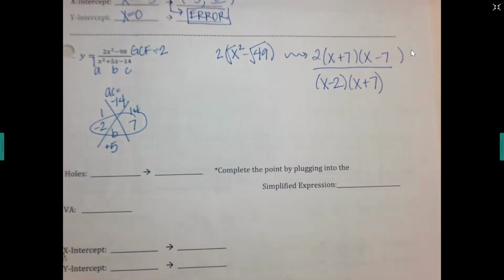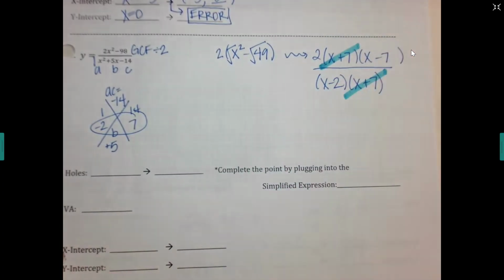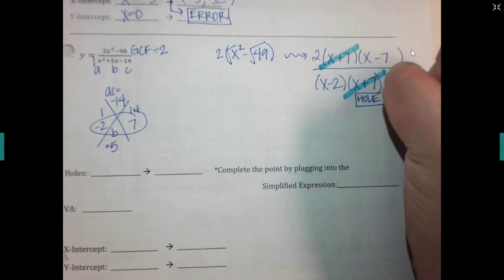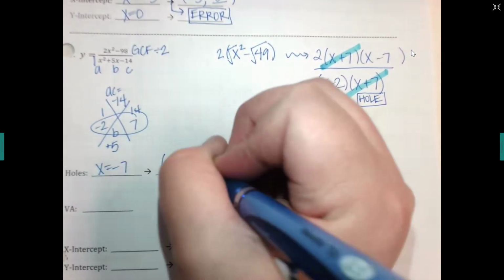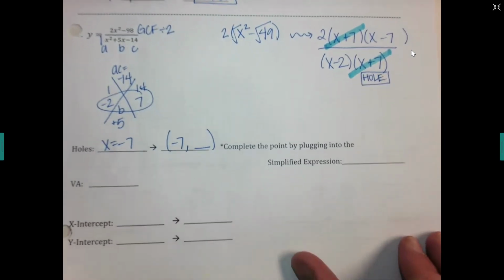Okay, now that you have the whole thing broken down, we're looking for the holes. Remember, holes come from the parts that cross out. So if I have a plus 7 top and bottom, that's going to leave a hole in the graph at -7. And then we're going to write that as -7 comma something. We'll look up the y value in the table.